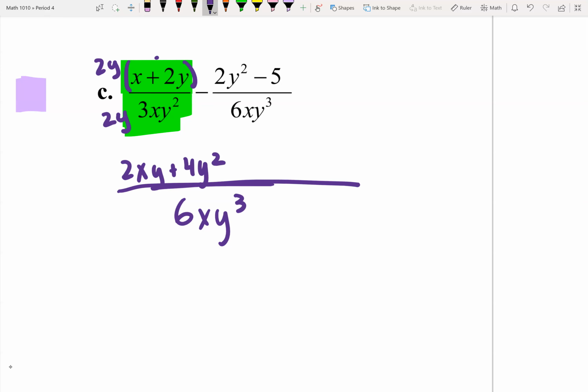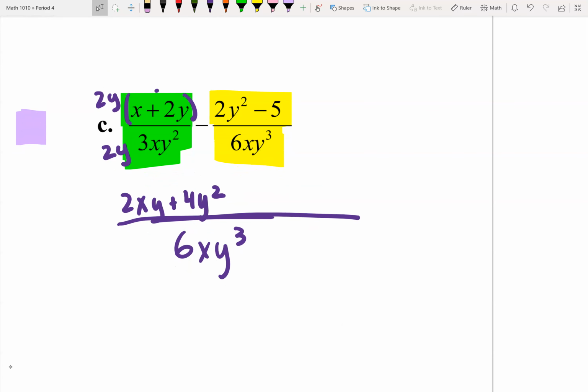Okay? Look at the second fraction. I need a 6, I have a 6. I have an x, I need an x. I have a y to the third, I need a y to the third. I have everything I need. You write down on the top of that, on the numerator, what you think comes next. Write it down. Finish the line right here. Finish what goes on that top.